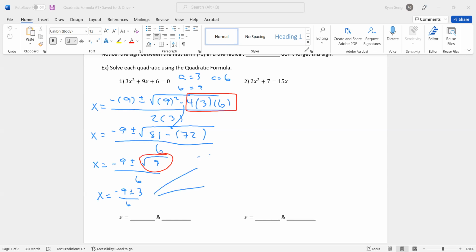So I do -9 plus 3 divided by 6. And then I do -9 minus 3 divided by 6. Kind of like completing a square, but then you add a division step in there. So -9 plus 3 is -6, divided by 6 is -1. So one of my solutions is -1. Do it again. -9 minus 3 is -12, divided by 6 is -2. So my two solutions are -1 and -2.